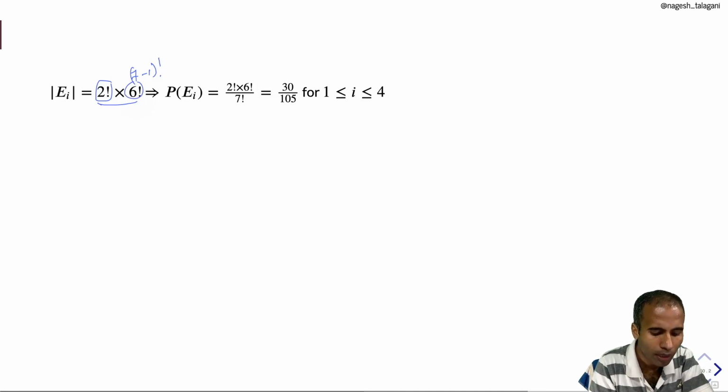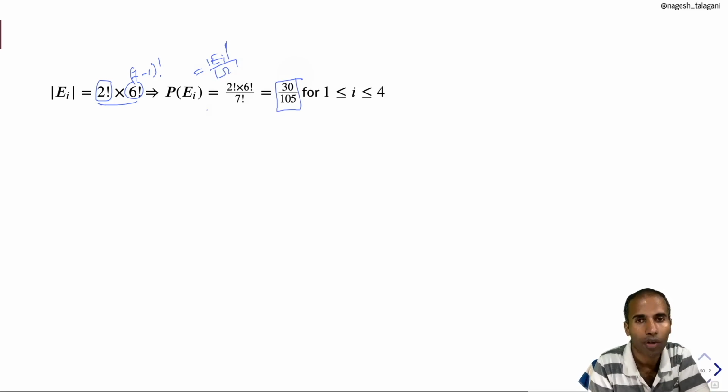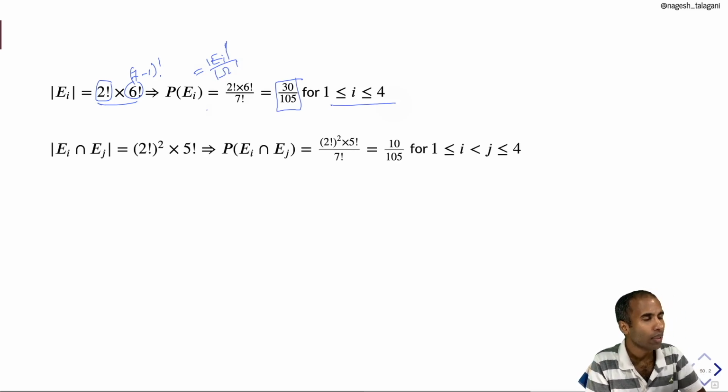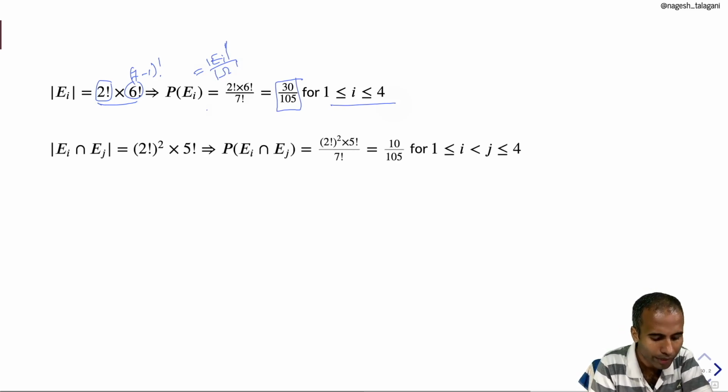Therefore, the probability of Ei is the number of elements in Ei by the number of elements in omega. That's going to be 2 factorial times 6 factorial by 7 factorial. This gets simplified to 30 by 105 for any i between 1 to 4. Same for each.